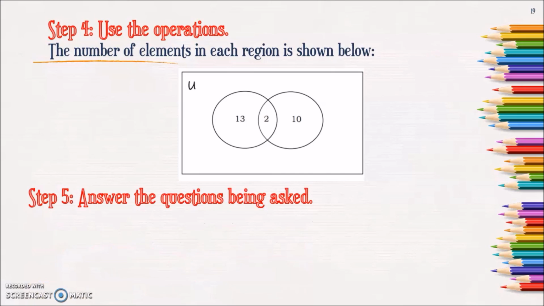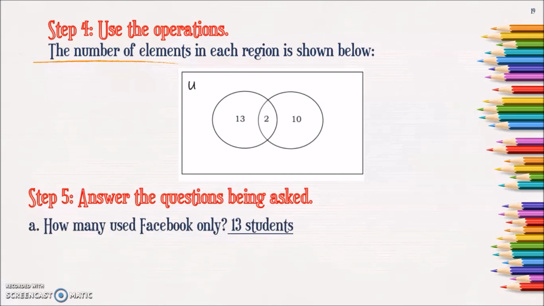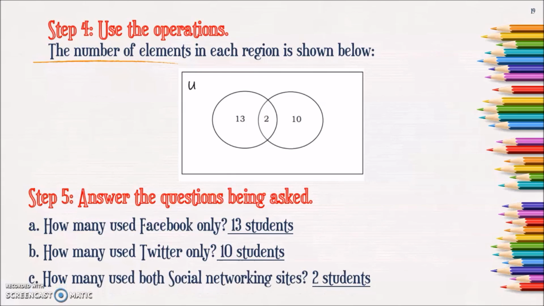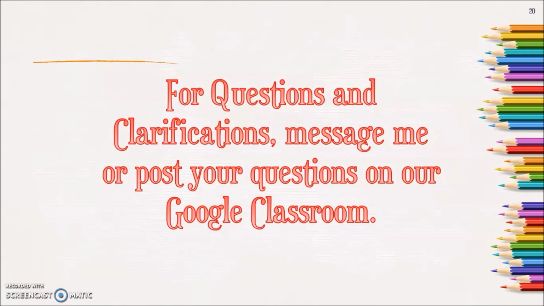And step 5, answer the questions being asked. Letter A, how many use Facebook only? We come up with the answer of 13 students. Letter B, how many use Twitter only? We have 10 students. And last, how many use both social networking sites? We have 2 students.